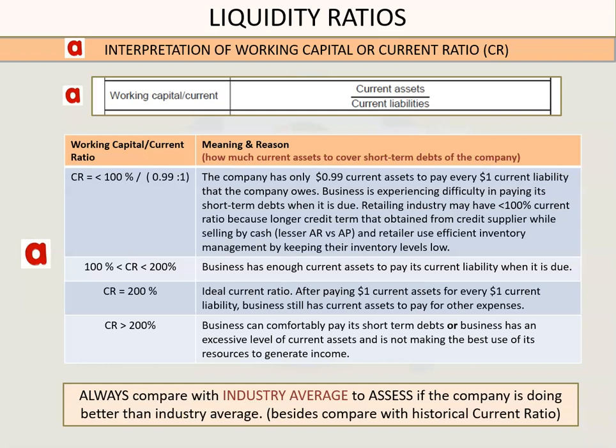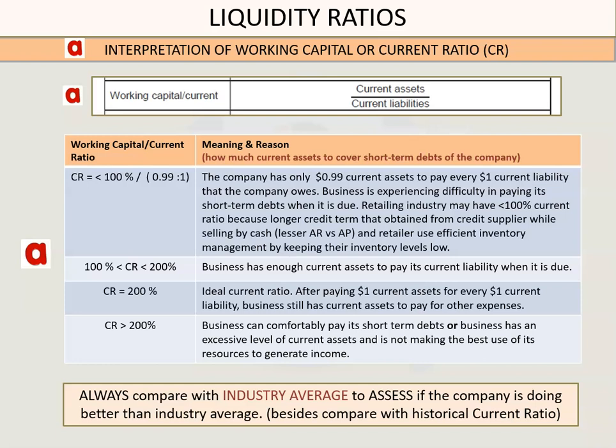This means that after paying $1 current assets for every $1 current liability, the business still has current assets to pay for other expenses, because the ratio is 2 to 1. If the ratio is more than 200%, then it means that the business can comfortably pay its short-term debts, but it can also mean that the business has an excessive level of current assets and they may not be making the best use of their resources to generate income.